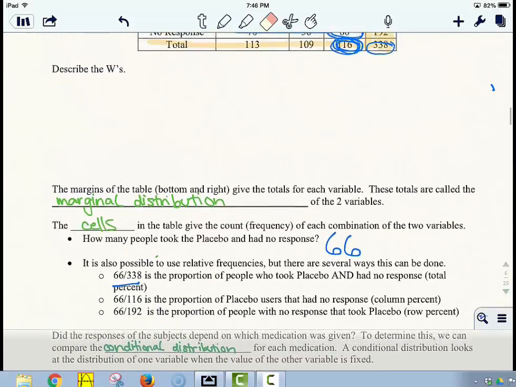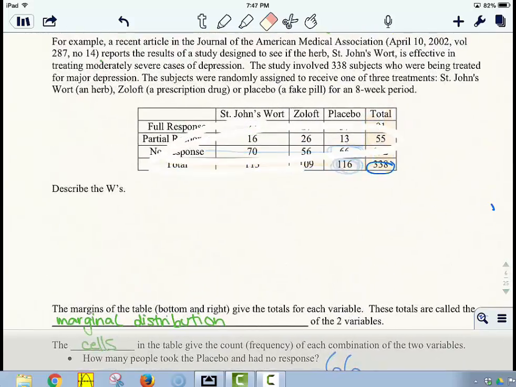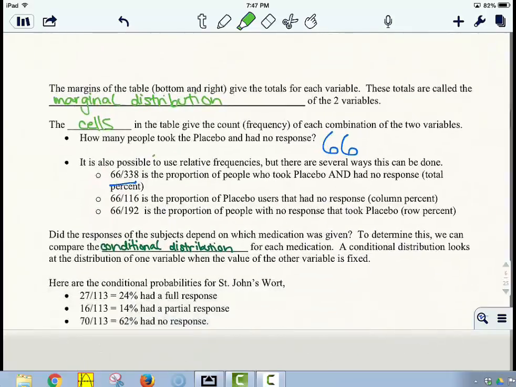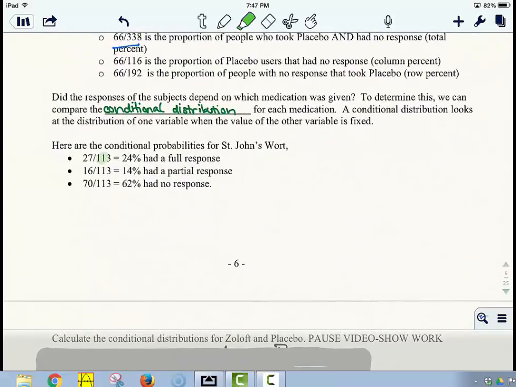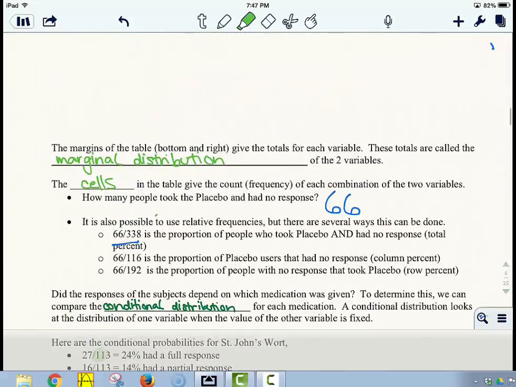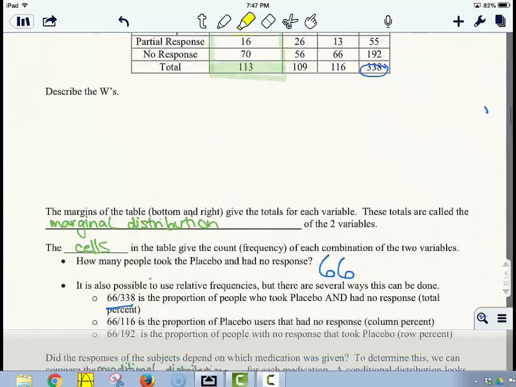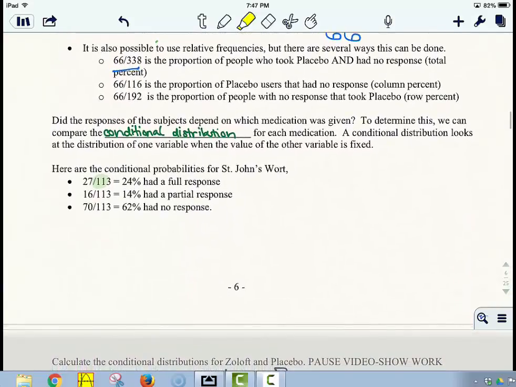John's wort. I'm going to go ahead and clear my table. And we're just going to look at St. John's wort. So we only care about the 113 people who took St. John's wort. So that's why our denominator is 113. How many of them had a full response? 27. So this is my conditional probability. All three of them together, which would add up to 100%, that would be my conditional distribution.